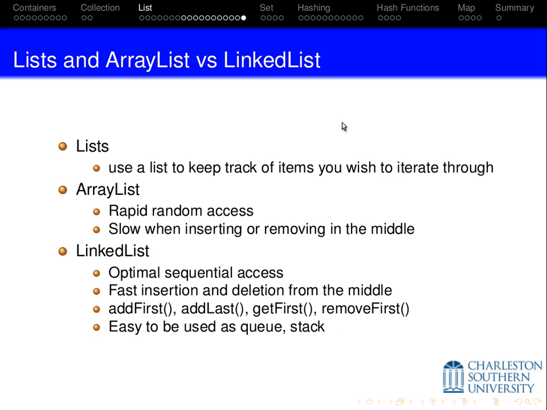Okay, I started on the summary. But yes, a list is to keep track of items you wish to iterate through. That's what a list is very good for, or used for in Java. ArrayList is rapid random access in case you need to jump around it, but it's slow when inserting or removing in the middle, or in the beginning, in the front. A linked list is optimal as long as you're doing sequential access, aka you're not trying to jump around in the list. Fast insertion and deletion, you can add in the front, add in the back, get in the front and the back, and it's really fast. And it can be easily used as a stack or a queue.